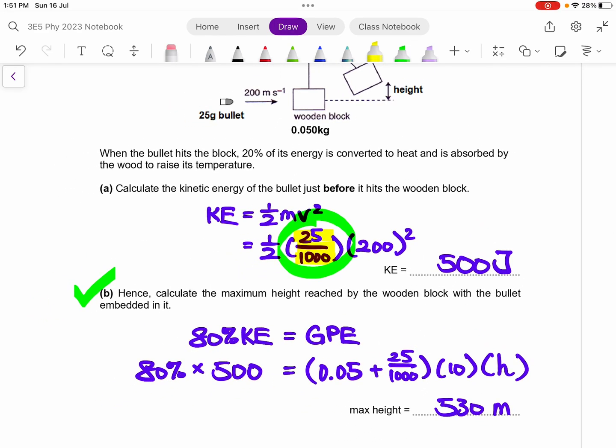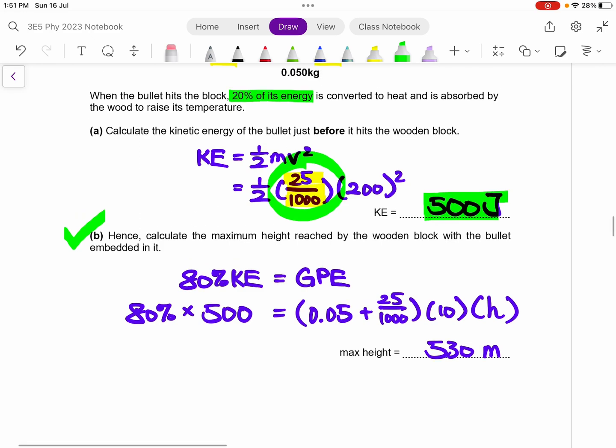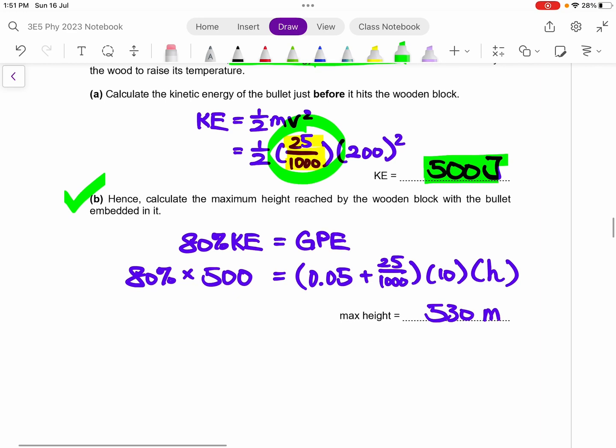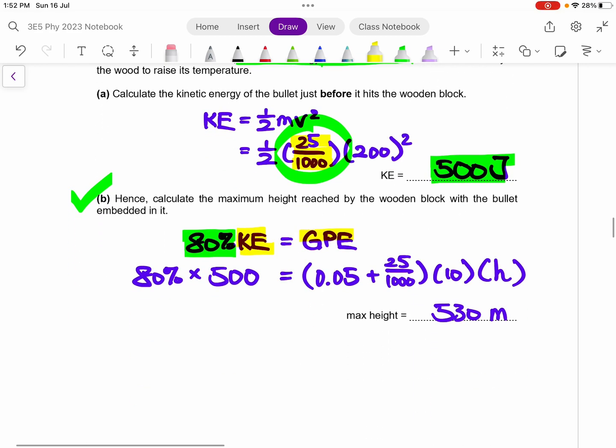So here you can see that when the bullet transfers the energy into the block, only 20% of the energy is transferred, meaning that only 20% of this 500 joules has been transferred to the block. So only 80%, sorry, 20% is converted into heat. So only 80% is transferred to the block. Because of that, you will need this term, 80% of what you have found in part A is being transferred to the block, which will then rise to a certain height, meaning that there is a gain in GPE.